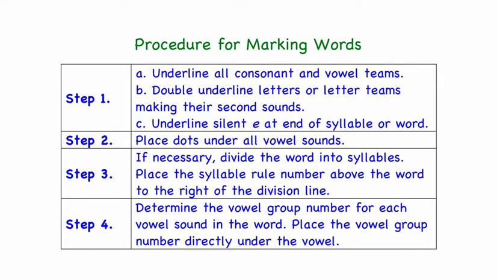Step three, if necessary, divide the word into syllables. Now, a syllable basically is determined by the vowel sound. If you have one vowel sound in a word, you have a one-syllable word. If you have two vowel sounds in a word, you have a two-syllable word. So all of the words in this lesson are going to be two syllables in length. You place the syllable rule number above the word just to the right of the division line. And then step four is you will place vowel group numbers under all the vowels in the words that represent sounds. So I'm going to dictate 7 rows of words, and all of these words will illustrate Syllable Rule 2.